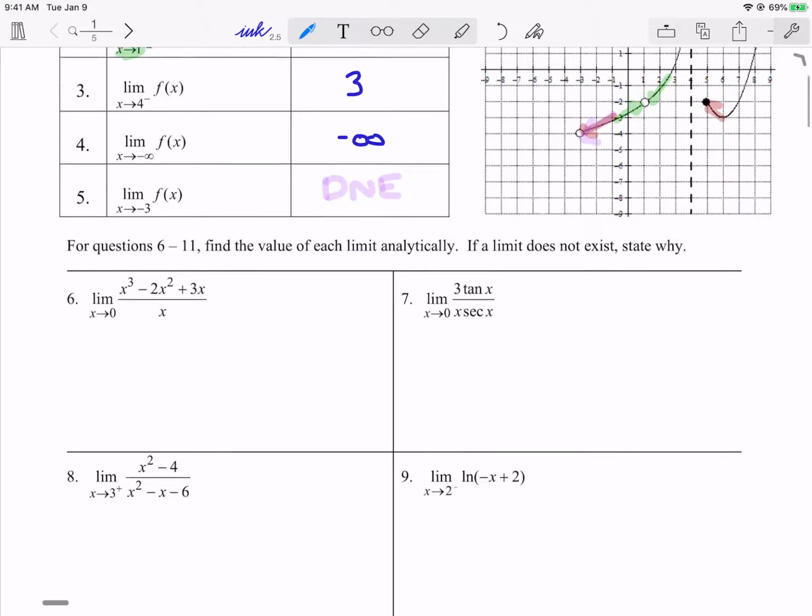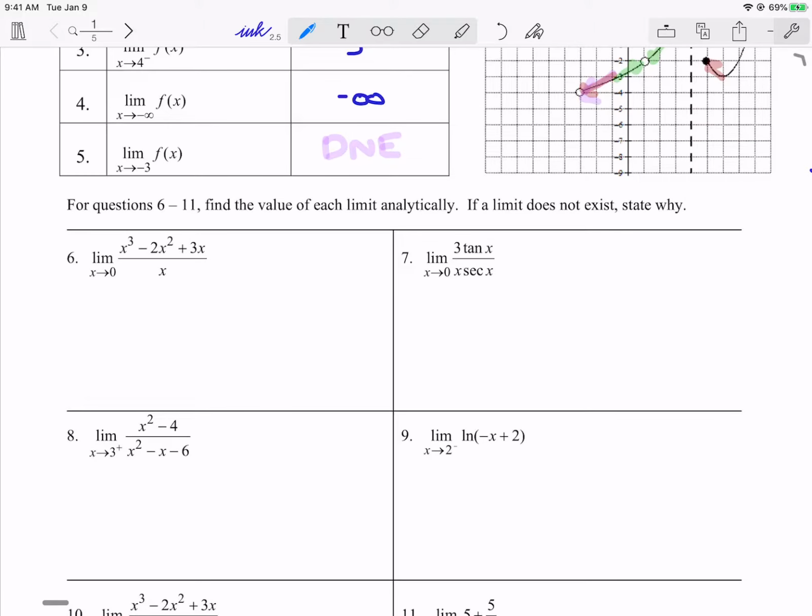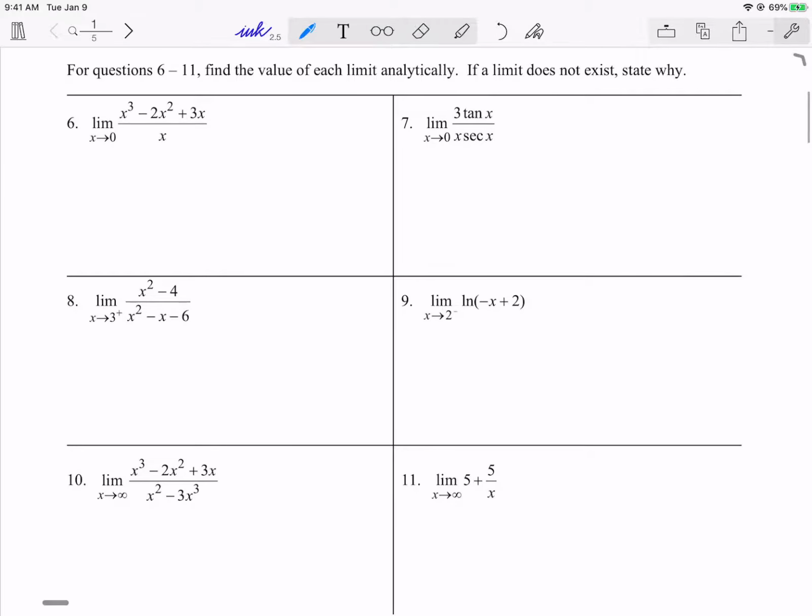Now in the next series of questions, I need to compute the limit algebraically or analytically. So first thing I'm always going to do is just plug in the value. So in the first one, I plug in 0, and I get 0 over 0, which means I've got to do some factoring. So I could factor out an x on top. I'm actually going to write this one a different way, just to emphasize this method. I could rewrite it as x cubed over x minus 2x squared over x plus 3x over x. So each term in the numerator is placed over x.